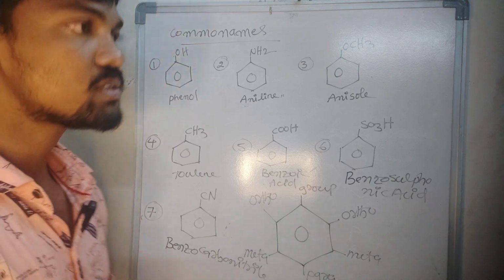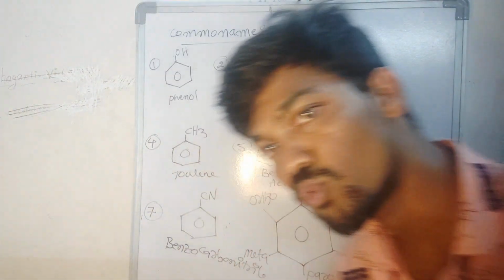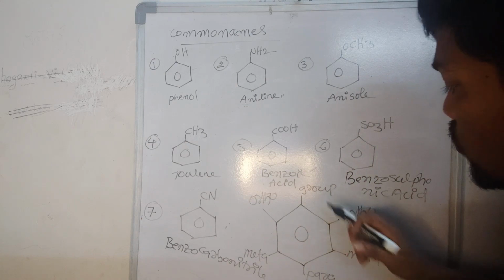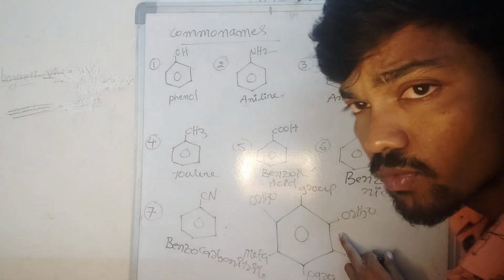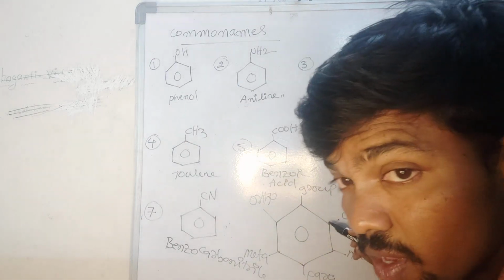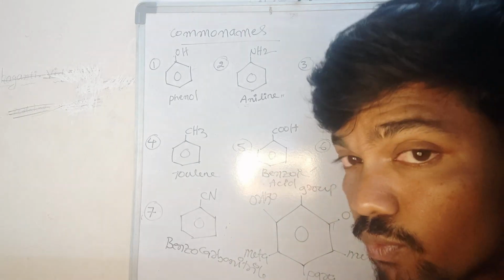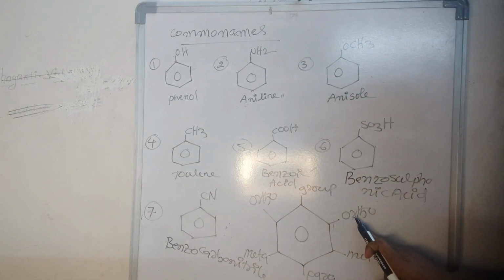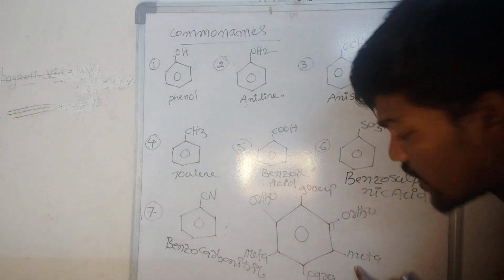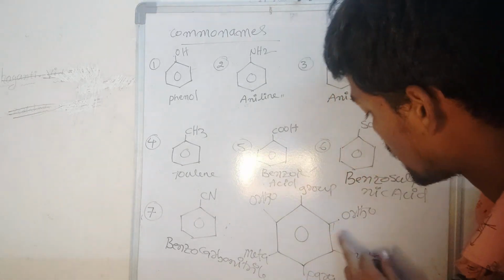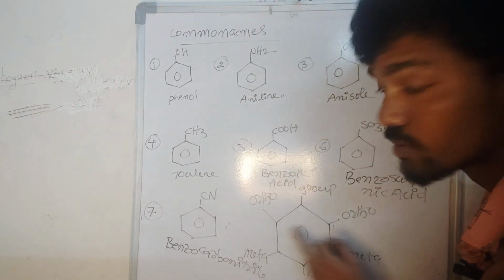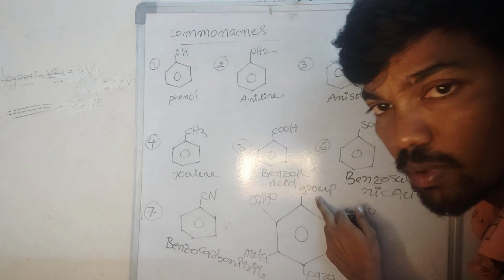If benzene is attached with some group, then adjacent to that one we start from here. We start from this position, 1, 2, 3, 4, like this. So this position is called ortho, this position is called meta, this position is called para. These both are ortho positions, adjacent to the attached carbon.